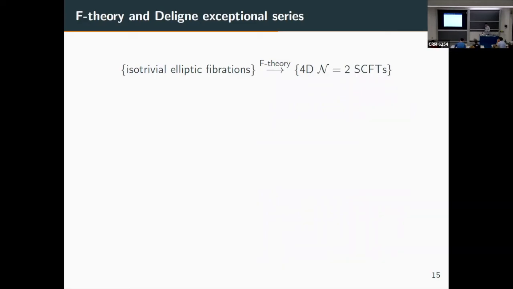Okay, there are several ways to construct four-dimensional theories. One technique physicists use is the so-called F-theory. They start with a so-called isotrivial elliptic fibration and apply F-theory to obtain a 4-dimensional theory. And if I understand correctly, the resulting 4D theory only depends on the singularity of the elliptic fibration.